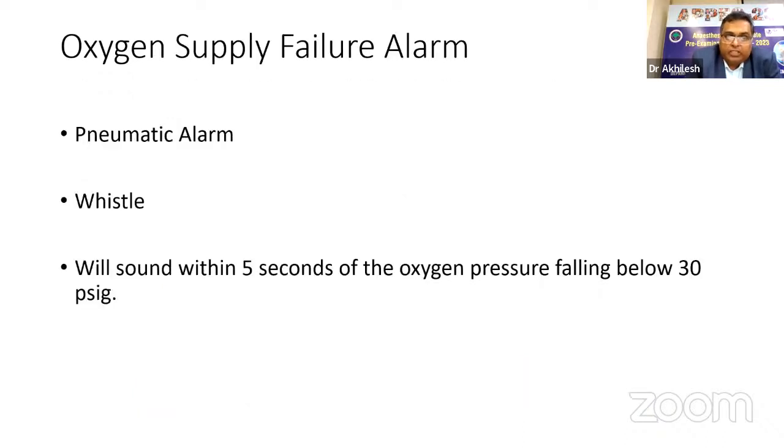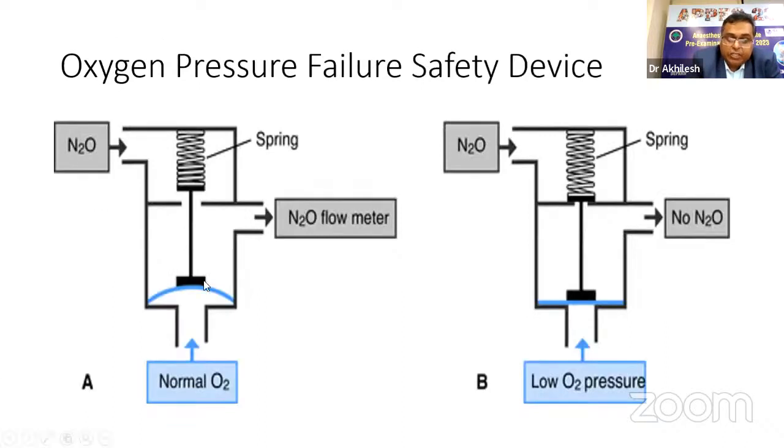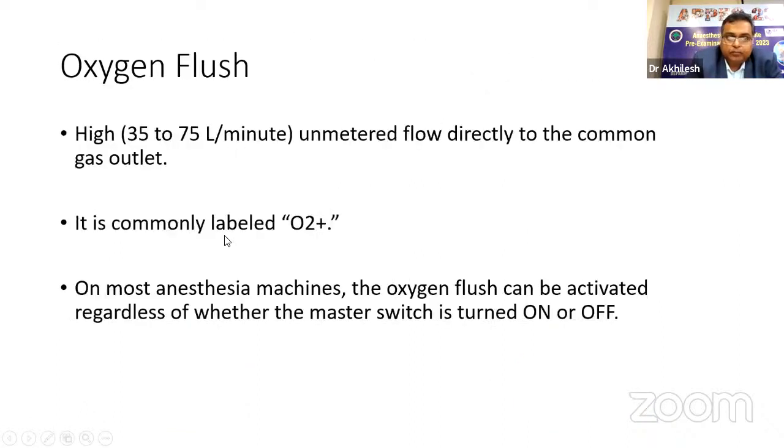Then after the oxygen supply safety device, there comes the failure alarm. Again, no electricity is required in the initial machines, Boyle's machine. It is a pneumatic alarm. There is a small hole. So whenever there is a decrease in concentration of oxygen, the gas goes through that hole and there's a whistle. It will sound within 5 seconds of oxygen pressure falling below 30 psig. So again, if the pressure goes below 30 psig, this lever goes down and nitrous oxide supply gets interrupted.